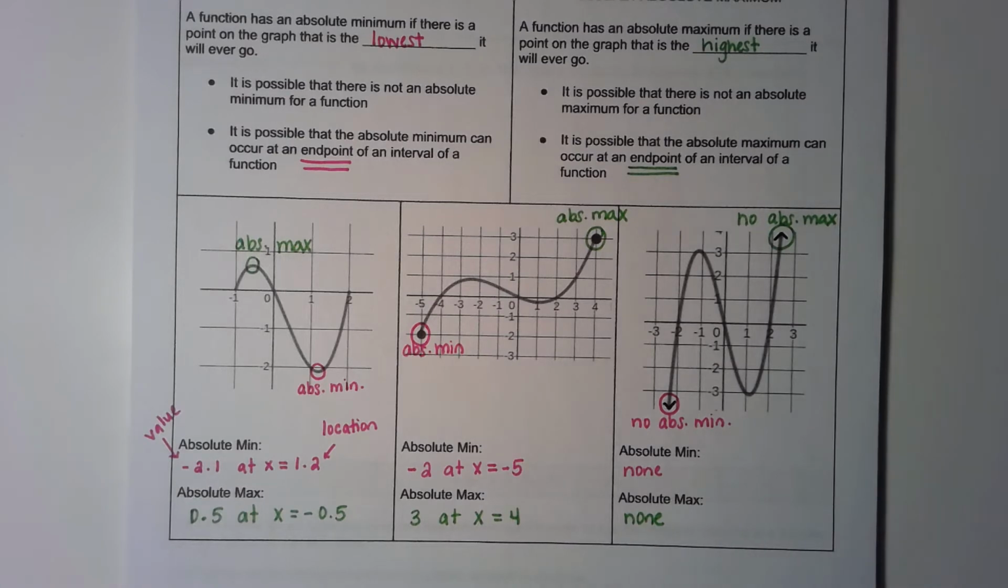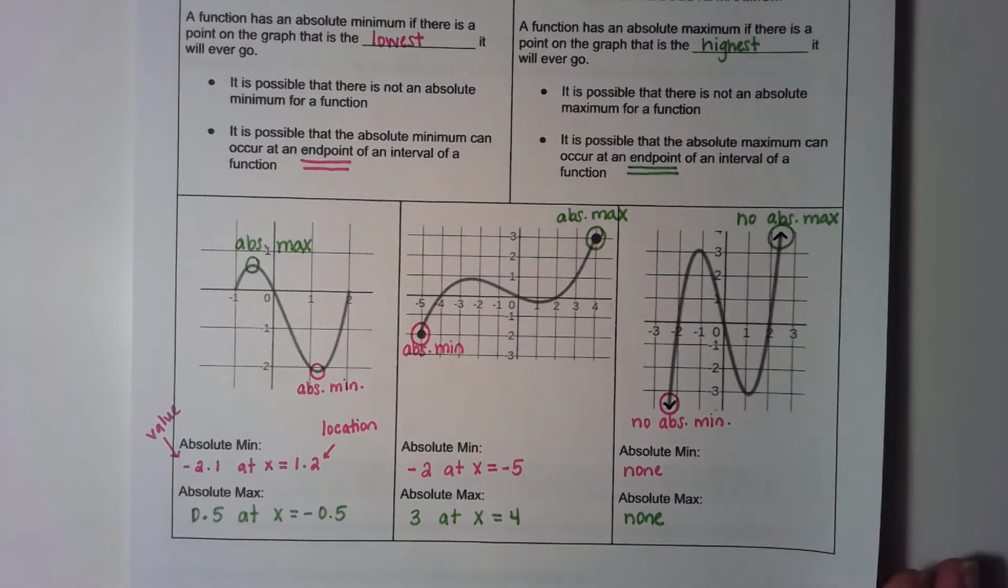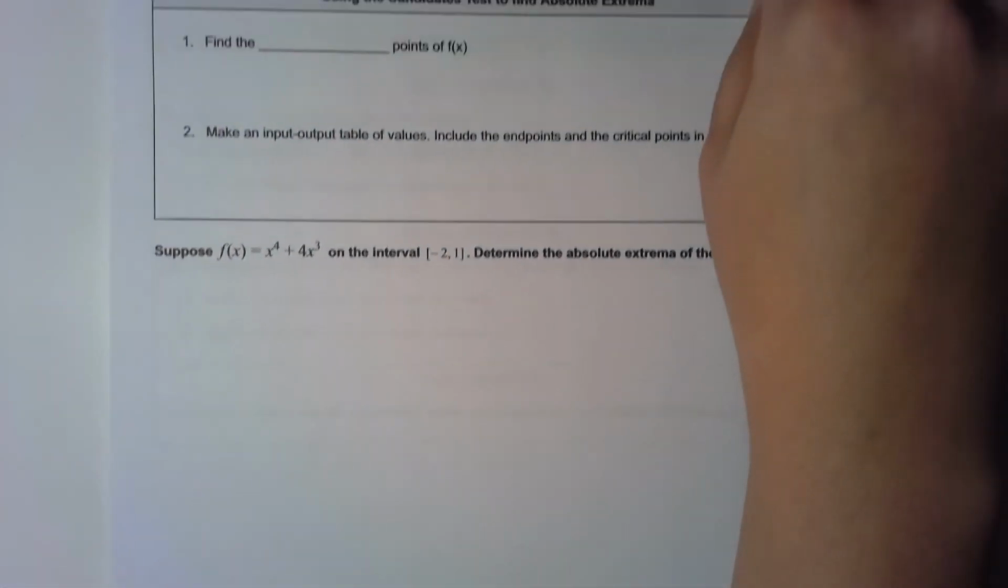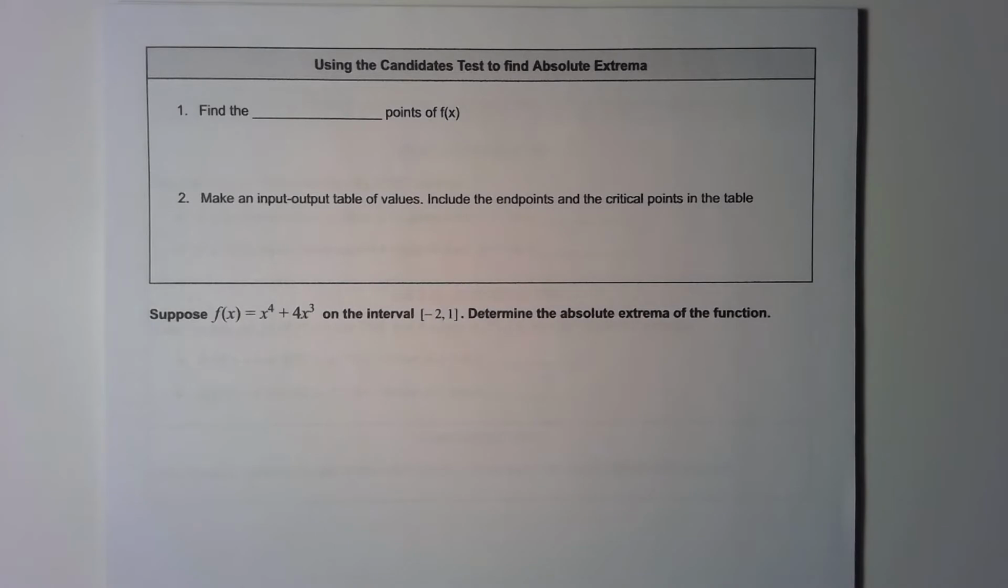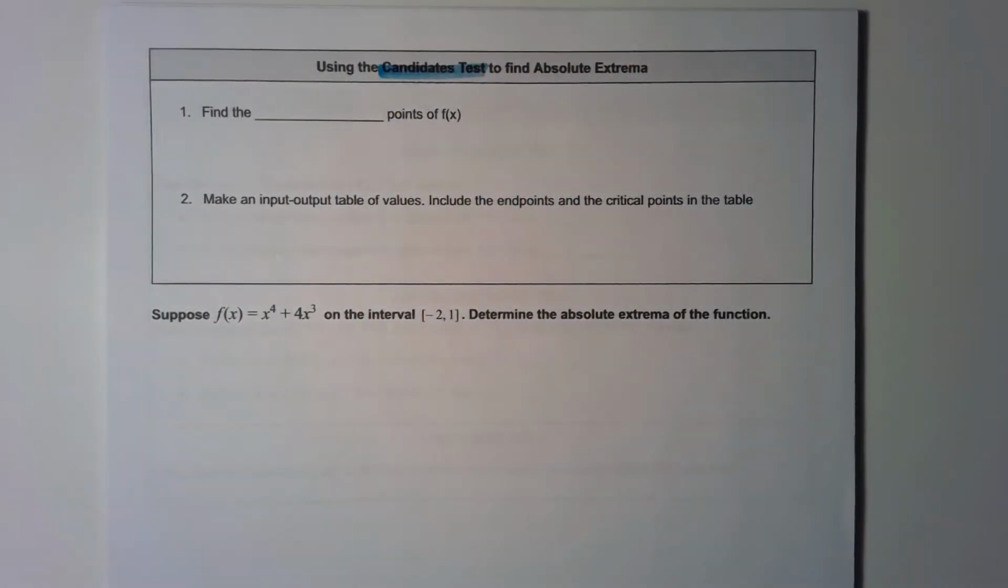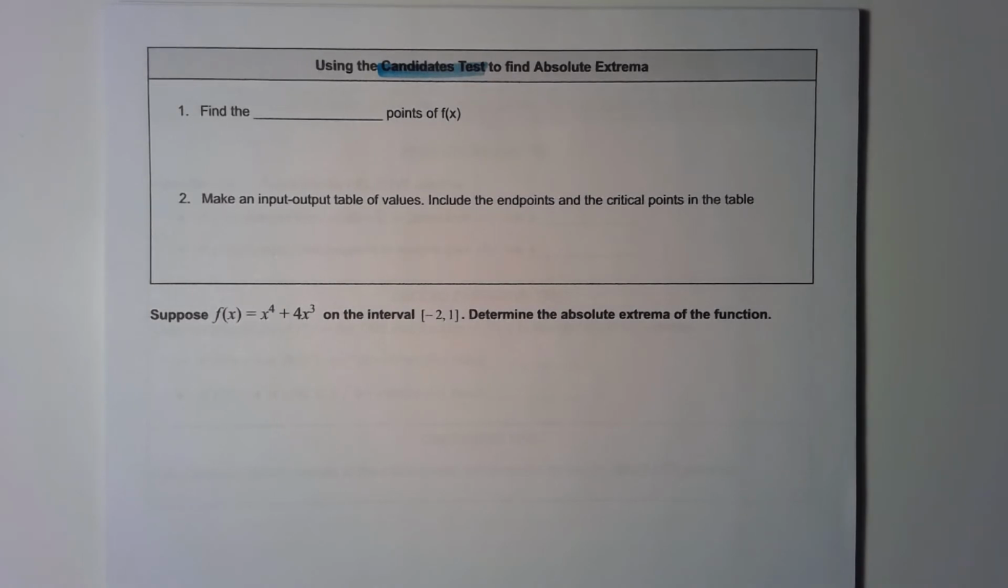Now, how can you find these values if you don't have a graph in front of you? To find these values using information about a function, we use something called the candidates test. If you think about an election, you look at the list of candidates, you evaluate them, you determine who's the best one, and that's who you choose as your vote. That's what we're going to do here. We're going to make a list of all the possible places where the graph might have a highest or lowest spot. And then based on the information we find out about those locations, we're going to choose the highest and the lowest out of that list.